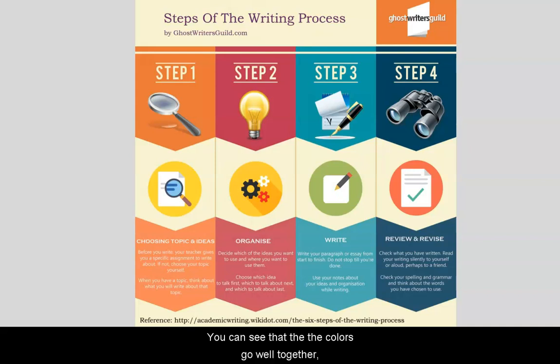So in this sample, you can see that the colors go well together, that there's a different sort of image or icon for each one of these steps that they're listing out, and they match what they're doing, right? So step one, they have a magnifying glass because it's a visual identification that they're choosing a topic and figuring things out. Step two is organizing, and so there's a light bulb and gears because a lot of that happens in your head when you're doing the writing process. The third has images of pens and pencils and notepaper because you're writing.